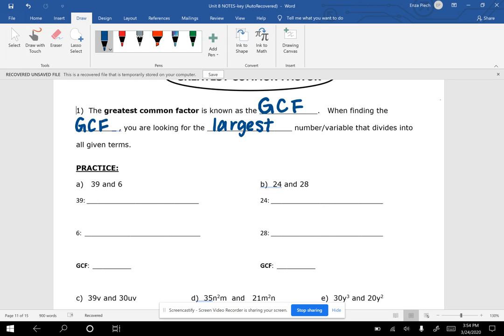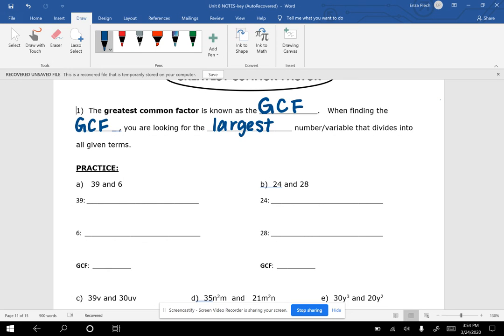And when we're looking for the GCF within polynomials or various monomials, what we really want to identify is what is the largest number, like a constant, or variable with that same exponent that divides into all of the terms that you are given. So the first thing we're going to do is refresh our brains, and let's list out all of the factors. That means things that multiply to give us a product of the given numbers.